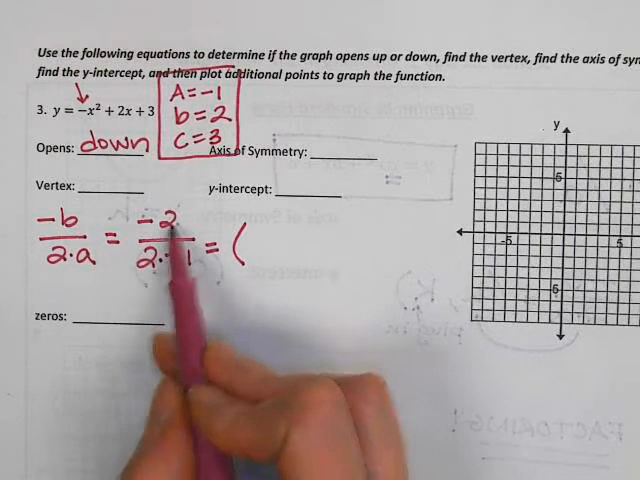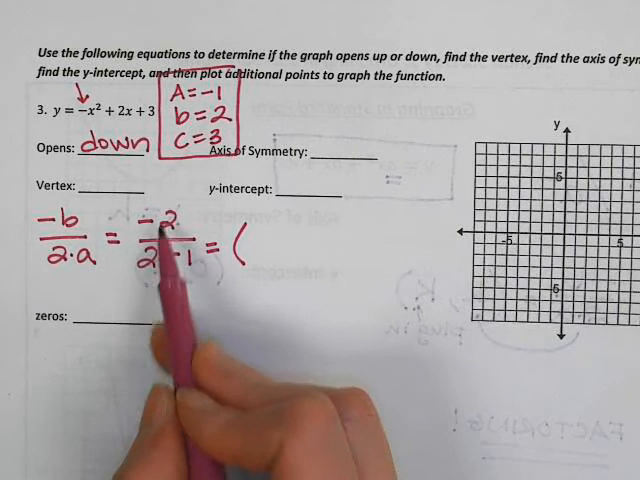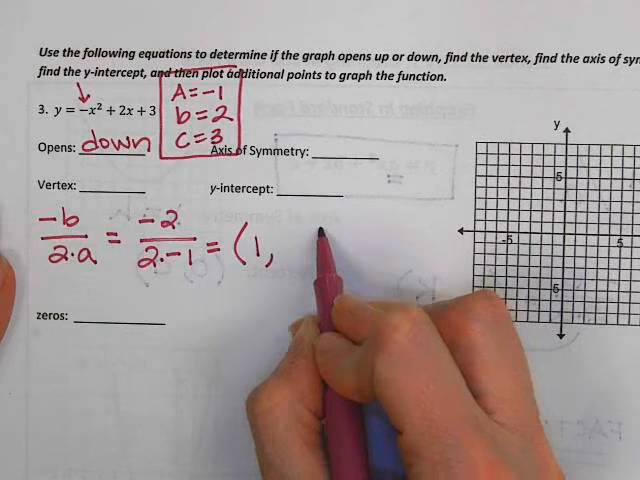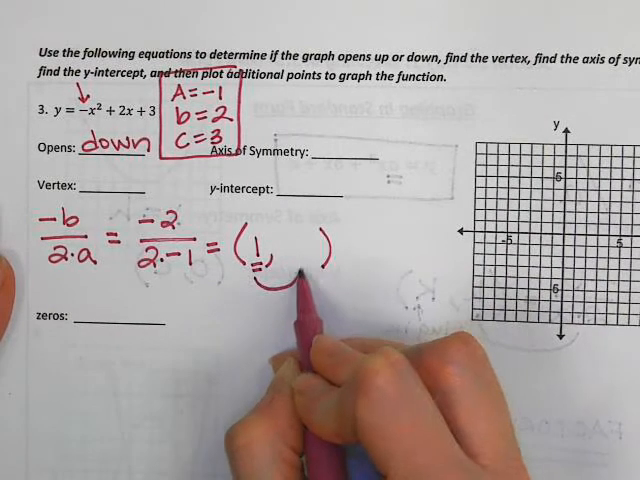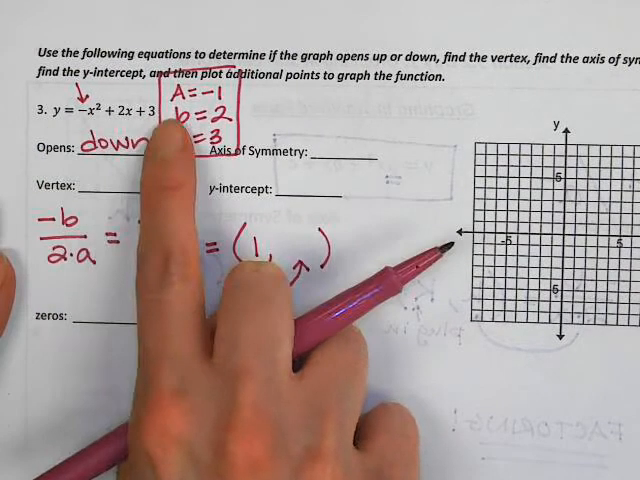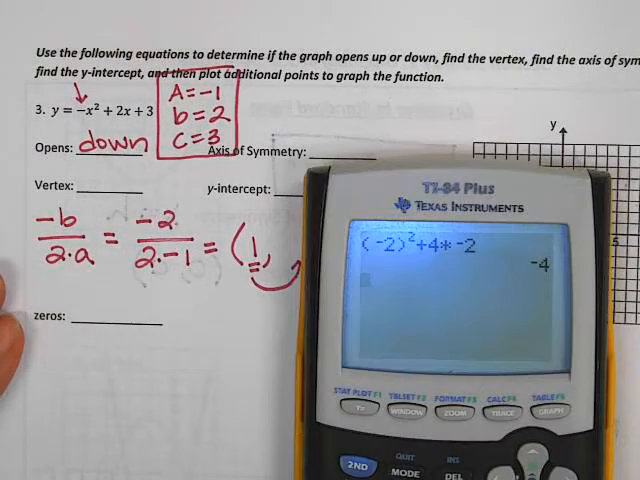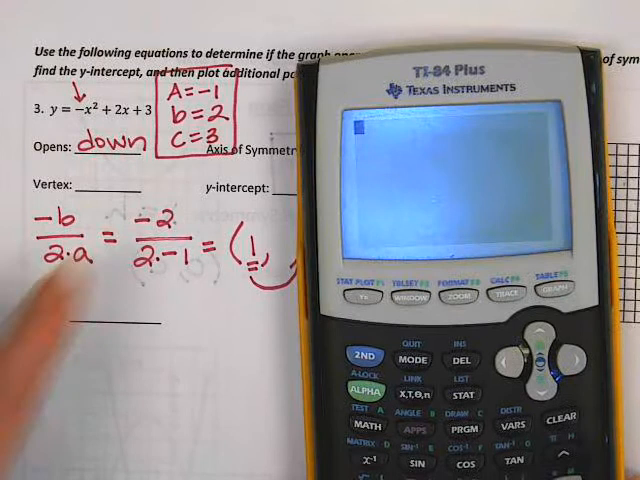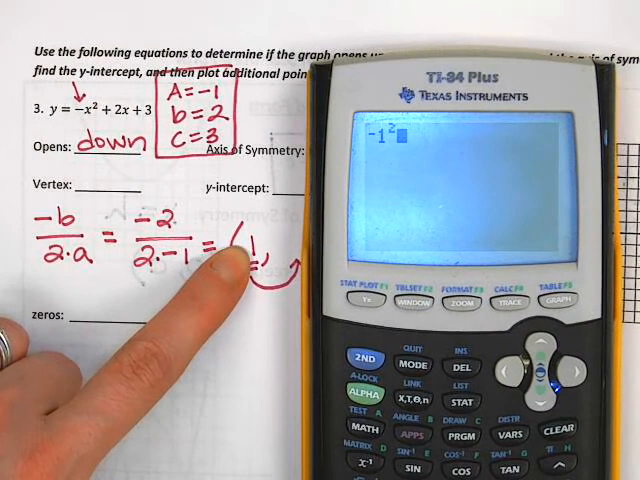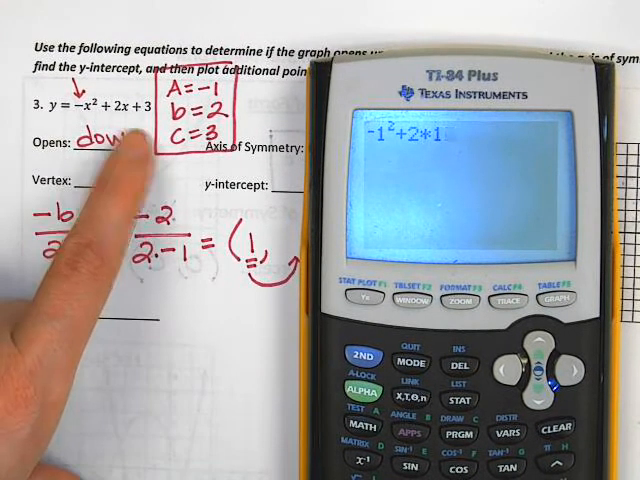Let's see what that is. So what's -2 divided by 2 times -1? So pretty much what's -2 divided by -2? That's 1, right? And then to find the k value, we've got to plug it back in. So take 1 and plug it back in for x. All right, let's do that. So get out your calculators. All right, we have a negative sign, and then we have 1 squared plus 2 times 1 plus 3.